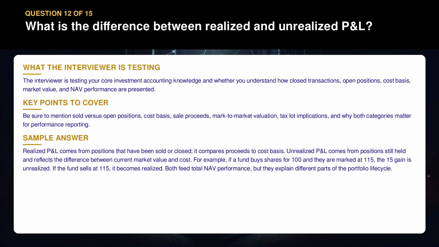Realized P&L comes from positions that have been sold or closed. It compares proceeds to cost basis. Unrealized P&L comes from positions still held and reflects the difference between current market value and cost. For example, if a fund buys shares for 100 and they are marked at 115, the 15 gain is unrealized. If the fund sells at 115, it becomes realized. Both feed total NAV performance, but they explain different parts of the portfolio lifecycle.